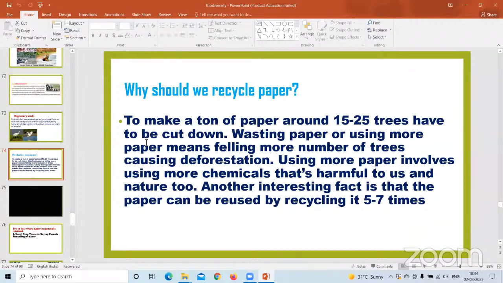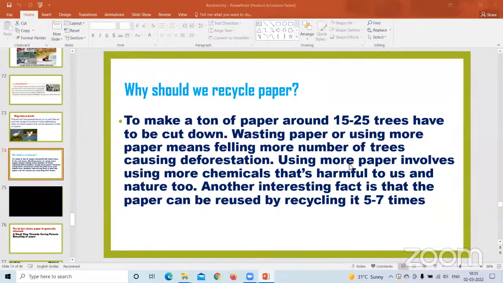And later that pulp is moved through the rollers. They applied heat and they send that pulp through rollers, binders, and they applied heat again. They added some chemicals to give the finishing. There are many steps in making paper, but we are wasting paper without knowing its importance. To make a ton of paper, around 15 to 25 trees have to be cut down.